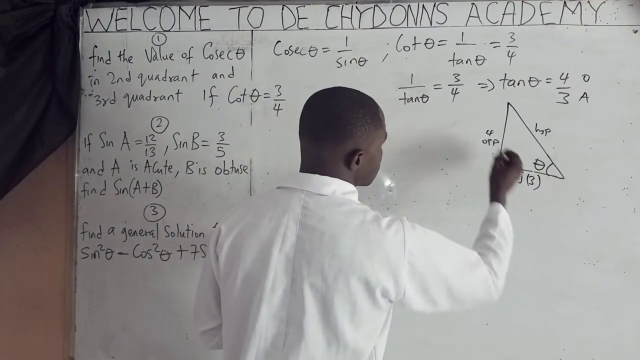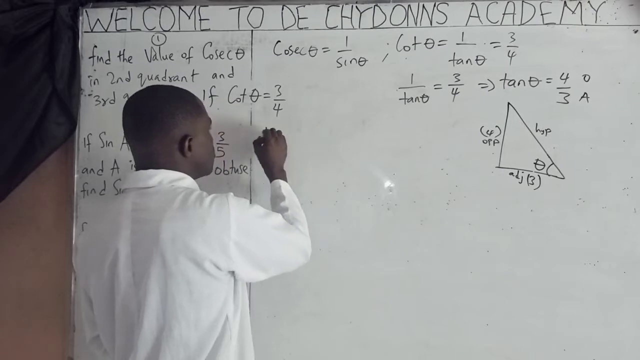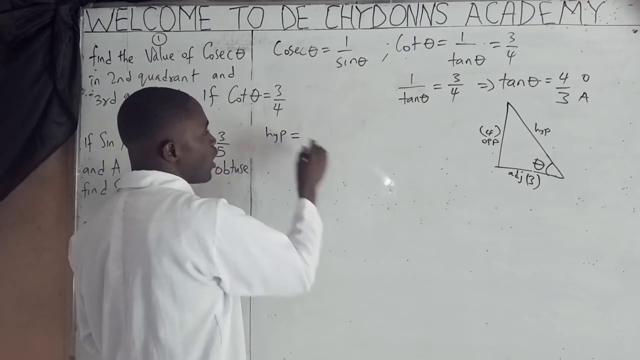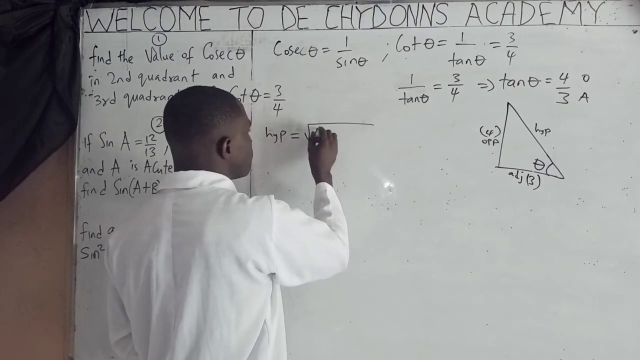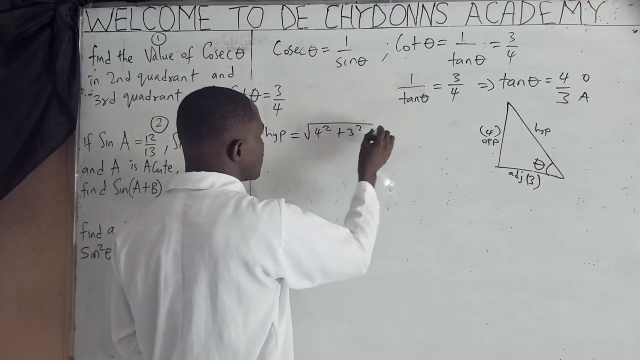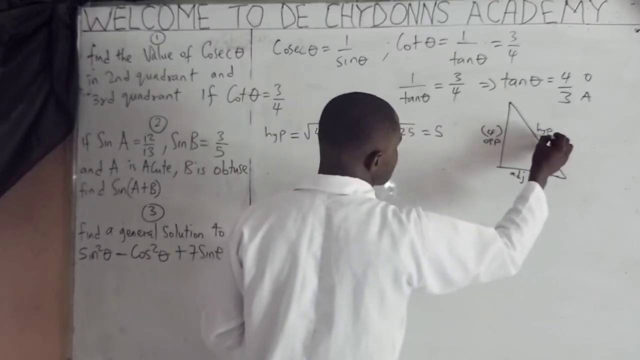So what will be the hypotenuse? From Pythagoras theorem, hypotenuse will be equal to the square root of 4 squared plus 3 squared. That will give 16 plus 9, which is 25, so the hypotenuse is 5. So here is 5.